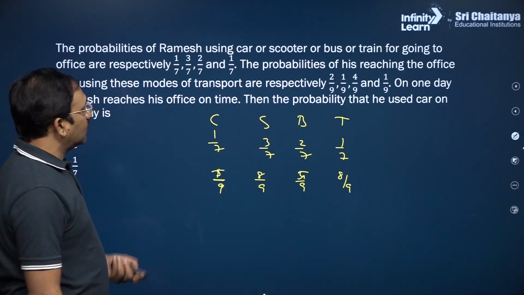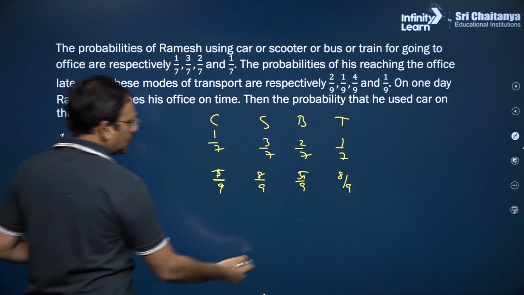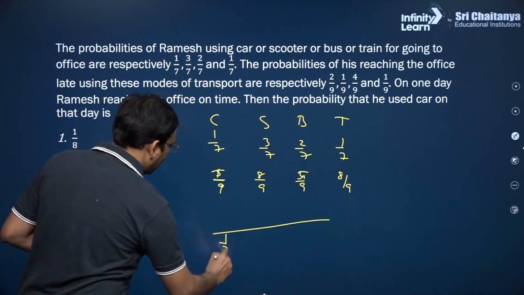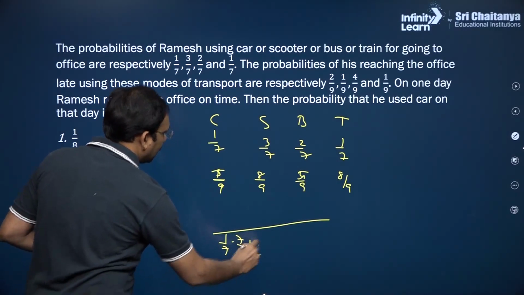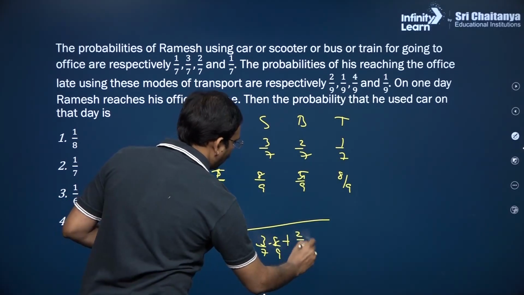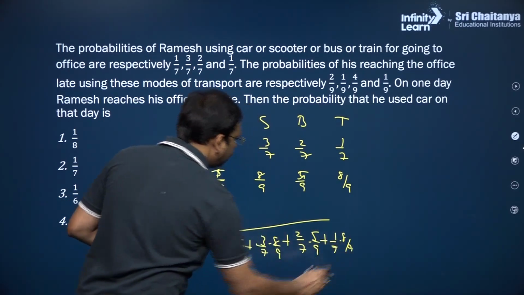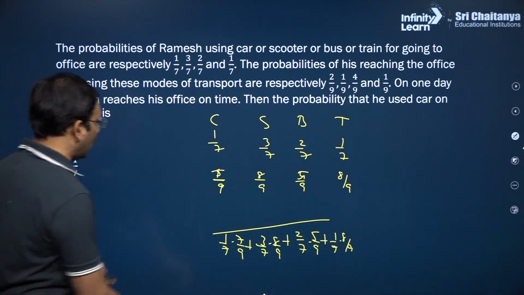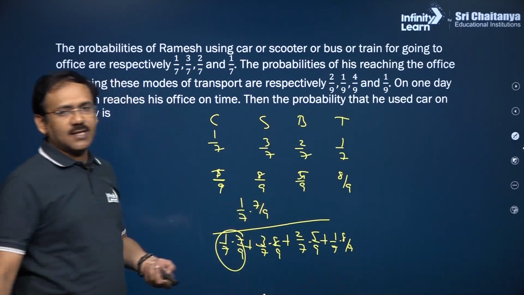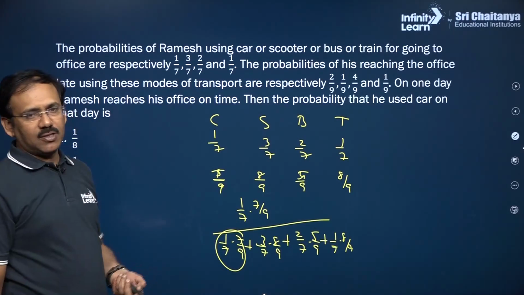Now, the probability that he used the car on that day. The probability of reaching on time is 1/7 into 7/9 plus 3/7 into 8/9 plus 2/7 into 5/9 plus 1/7 into 8/9. In these 4 cases, I want the car case. This is 1/7 into 7/9. This is the case, my dear friends. This is what we call the total probability and Bayes theorem application.